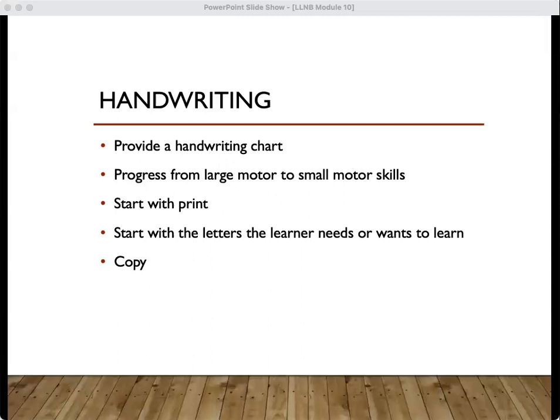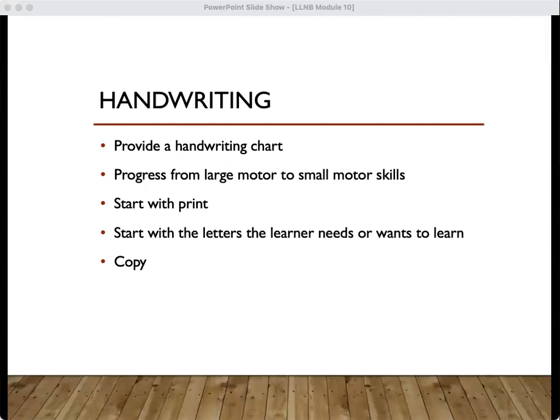And we're going to start with printing. Print is easier to learn and closely resembles the text that learners see in books and online. Start with letters that the learner needs or wants to learn. Written letters do not need to be taught in alphabetical order. Letter formation is better taught in the context of what the learner needs to write or by grouping letters that are formed with similar motions.